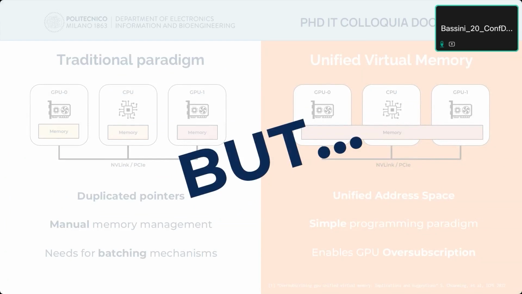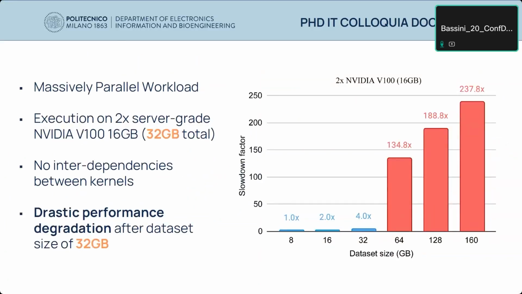But there is a problem. Here I'm showing to you Black-Scholes, which is a financial market simulation. It is a benchmark that is massively parallel, and it is executed on two NVIDIA server-grade GPUs with 16 gigabytes of RAM in each one of them for a 32 gigabytes total. As you can see, as soon as you start processing 8, 16, 32 gigabytes, you start to experience a linear execution time. So you process double the data, you take double the time.